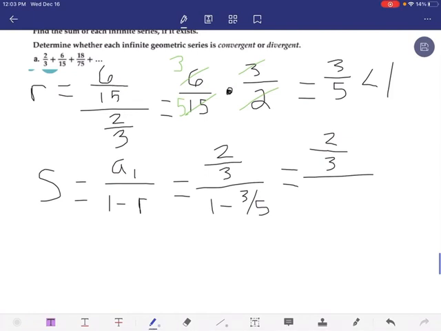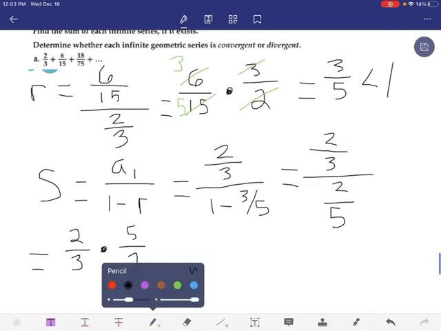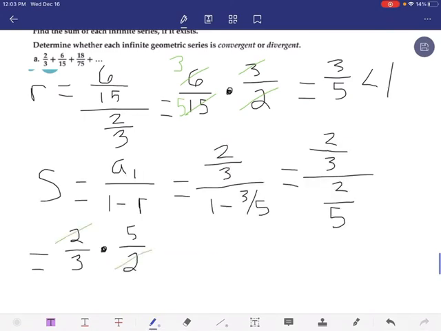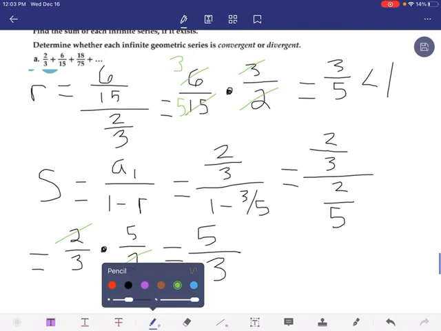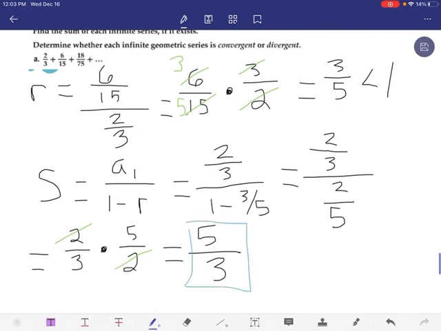So notice in our denominator, if I have 1 minus 3/5, it's the same as having 5/5 minus 3/5. So we get 2/5. Again, we need to keep our top fraction, change our division symbol to multiplication, and flip our bottom fraction. When we do that, notice that we have a 2 in the numerator and in the denominator, so we can reduce those. And so our overall sum is going to be equivalent to 5/3.